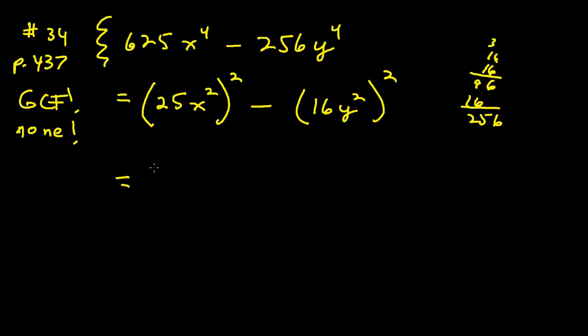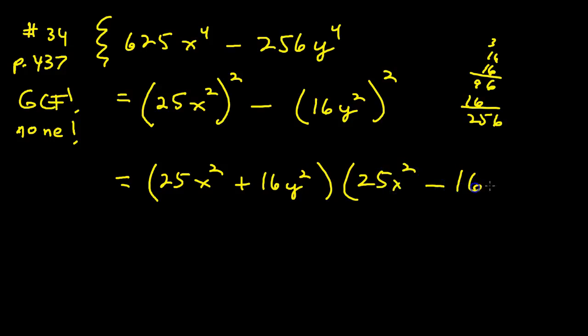Now I can break it down according to my difference of squares formula. It's going to be 25x squared plus 16y squared, the sum of those bases in the second line, times 25x squared minus 16y squared. Okay? Now don't stop here. This is a sum of squares, and a sum of squares is always prime. Right? A sum of squares does not factor.